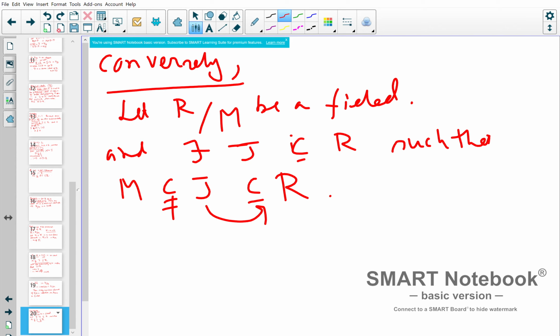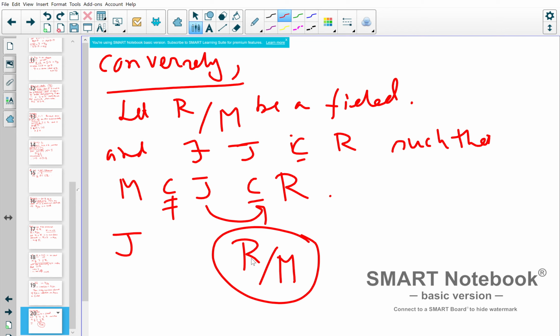Now you see that J is an ideal containing M, right? Inside R mod M, you remember R mod M is a quotient ring. But what do the ideals of R mod M look like? The correspondence theorem, which we proved last time, tells you that the ideals of this are of the form J mod M. These are the ideals of this.